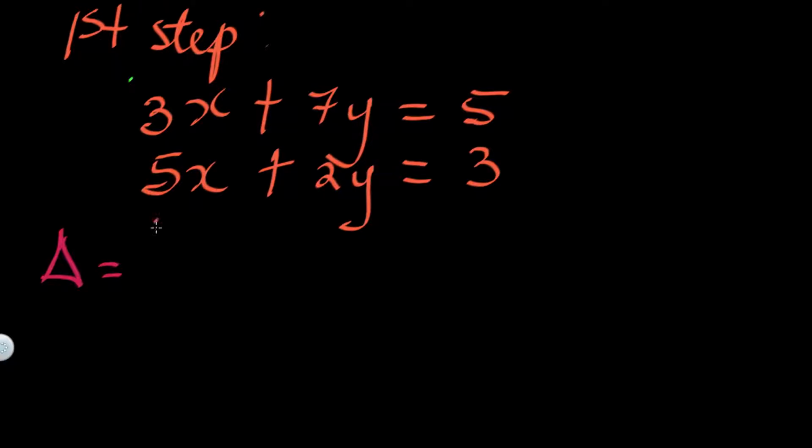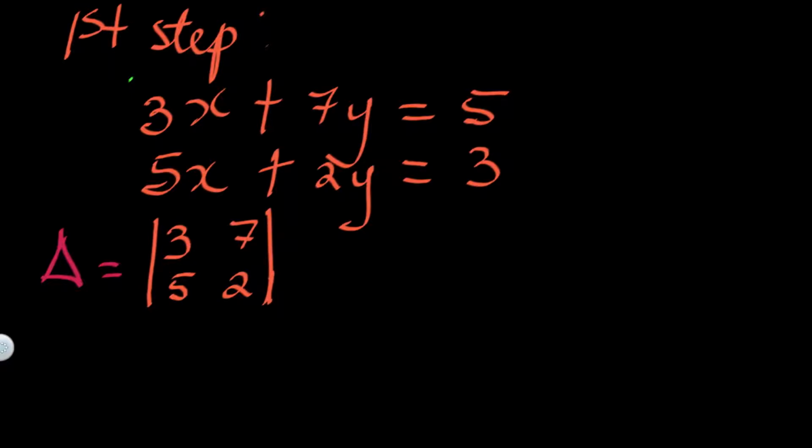So I'm going to use straight lines here to indicate that it's a determinant. So this is 3, 5, 7, and 2. I use a straight line. This is our delta. And since it is a 2 by 2 determinant, you just use the method of evaluating a 2 by 2 determinant. If you have forgotten how to do it, check one of the videos that I'm going to attach in the description and use that to revise how you evaluate a 2 by 2 determinant.